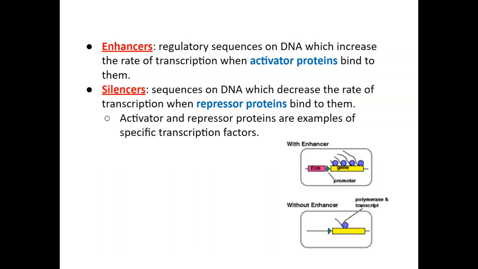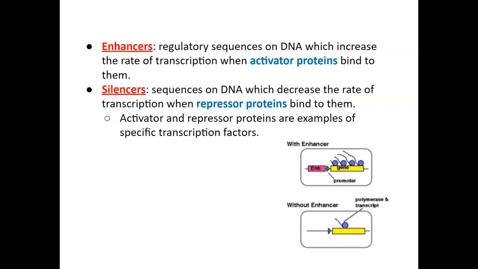Silencers are going to have the opposite effect. They are a regulatory sequence on DNA, which binds a different type of protein called a repressor. When the repressor protein binds, it represses or turns off transcription. So we're either enhancing transcription or we are repressing transcription. We're turning it on, which speeds up the overall rate within a collection of cells, a tissue type, or we're turning it off, which slows down the overall rate.